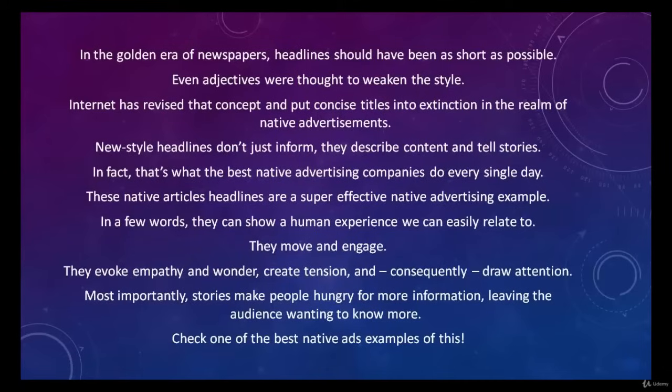These native article headlines are a super effective native advertising example. In a few words, they can show a human experience we can easily relate to. They move and engage. They evoke empathy and wonder, create tension, and consequently draw attention. Most importantly, stories make people hungry for more information, leaving the audience wanting to know more. Check one of the best native ads examples of this.